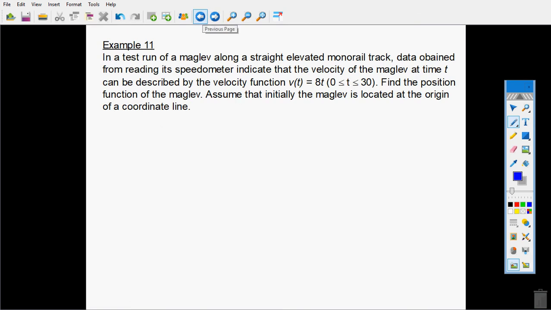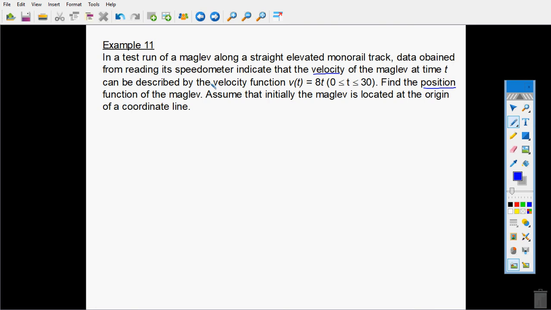In a test run of a maglev along a straight elevated monorail track, data obtained from reading its speedometer indicate that the velocity of the maglev at time t can be described by the velocity function v of t equals 8t, defined between 0 and 30 seconds. Find the position function of the maglev.